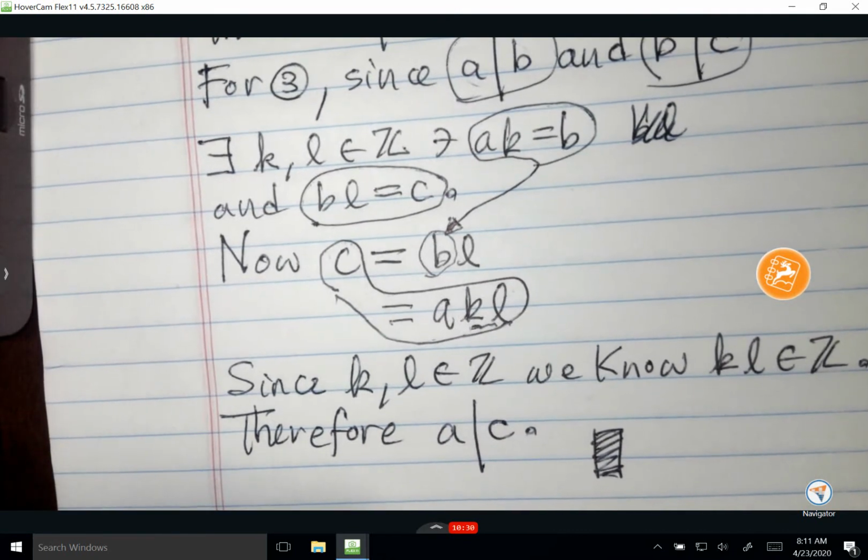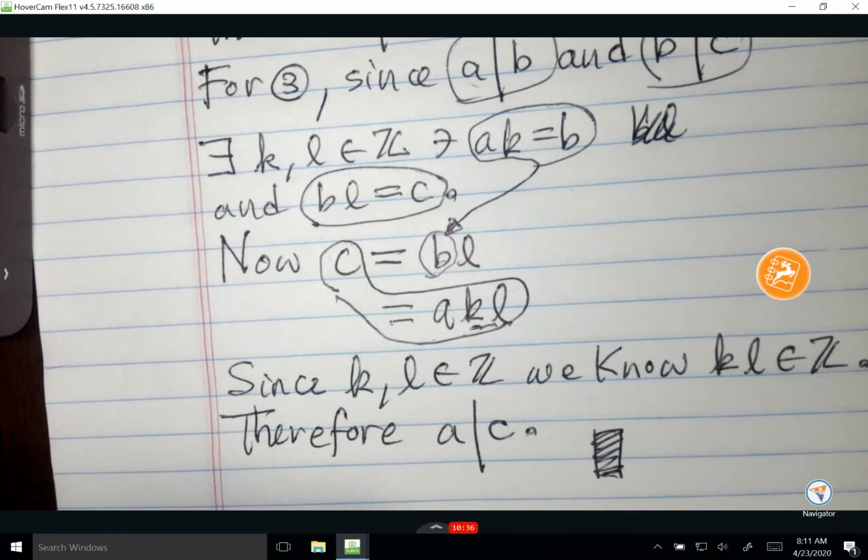Okay, so realize those three weapons. If an integer divides two integers, then it divides their sum. That's thing one. If an integer divides another integer, then it divides any multiple of it. That's thing two. And thing three, division is transitive. If A divides B and B divides C, then A divides C.